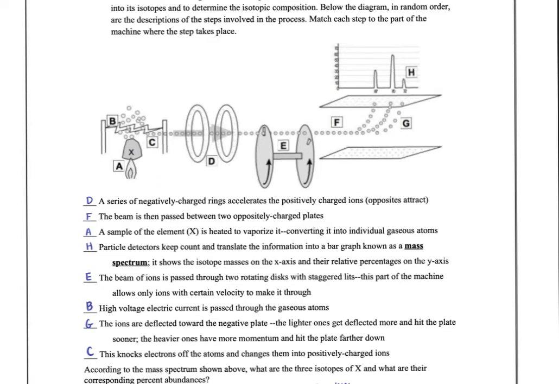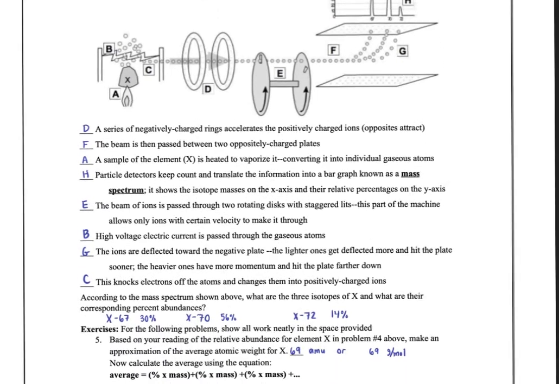The relative percentage is on the y-axis. So these are the percentage of particles or ions that are hitting the plate. All right, now that we know how this machine works, let's check out the follow-up question.